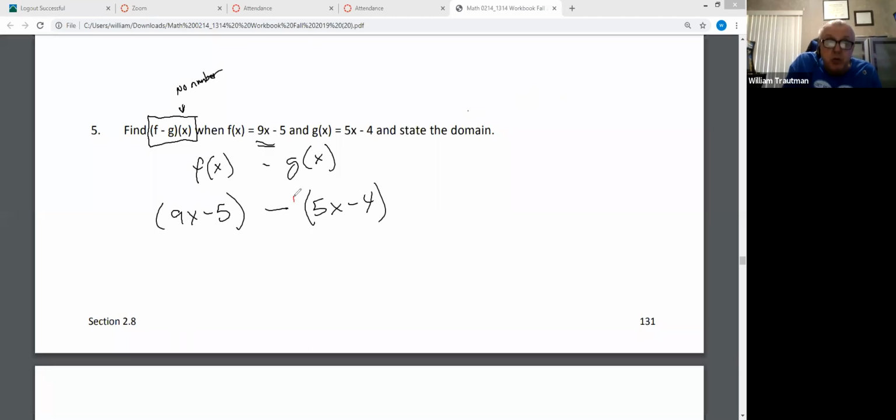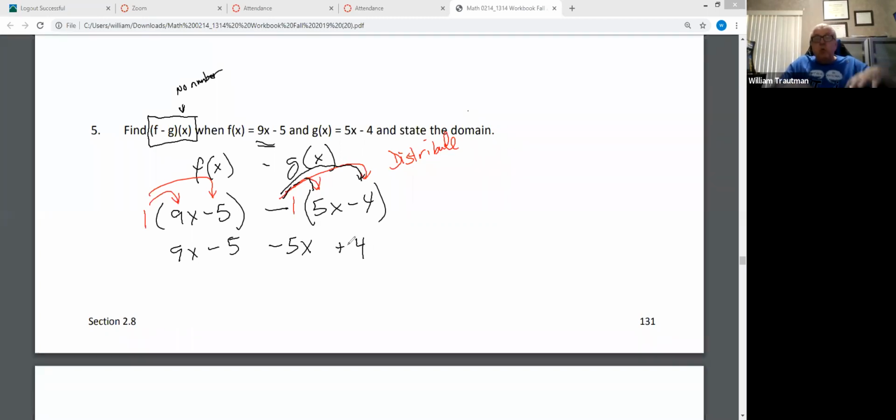You have to distribute a -1. If there's a negative in front of a parentheses, you have to distribute. It's really important. And for this parentheses, there's a +1 in front of it. When you distribute a +1, nothing changes. This is 9x minus 5. However, when you distribute a -1, -1 times 5x is -5x. -1 times -4 is +4. So once you distribute, the parentheses disappear.